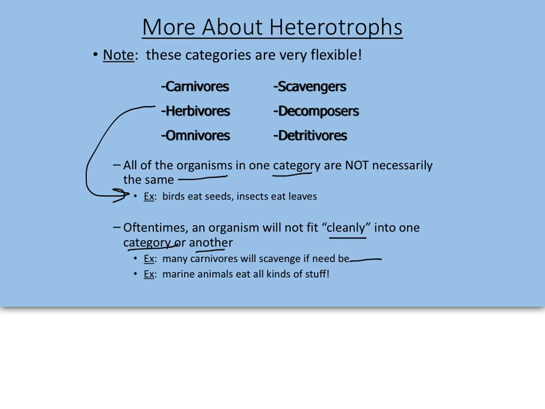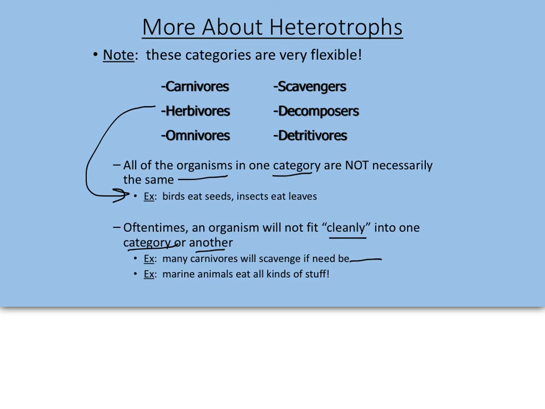So for instance, carnivores. If there's not much food left to hunt, think toward the end of The Lion King when Scar's been in charge and there's no food left. Carnivores will turn into scavengers if they need to, and vice versa. If scavengers are not finding food that they can just pick on, they will go out and hunt something before they would die. So those organisms kind of move back and forth.